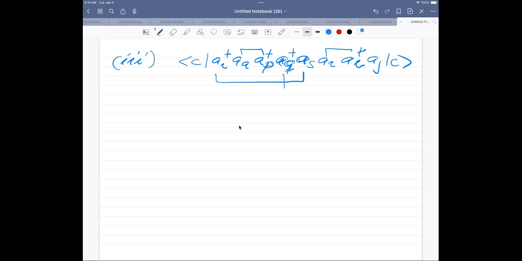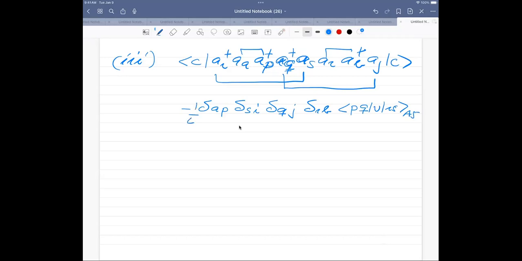And then I'm going to have to interchange operators, which is something you can quickly see if you have crossing lines when you link together the different contractions. So this is going to give rise to minus delta_AP, delta_SI, and then I have a delta_QJ, and then I finally have my delta_RB, and this is multiplied with a matrix element <PQ|V|RS>, anti-symmetrized, and it's also multiplied with a factor of 1 divided by 4.